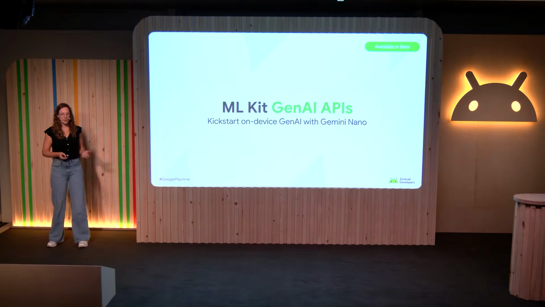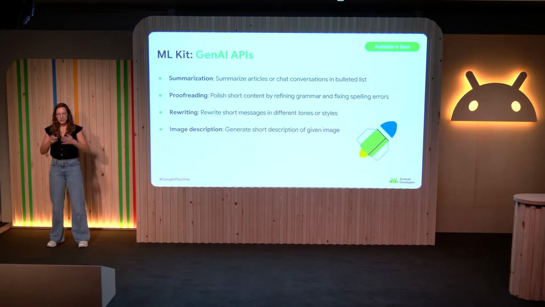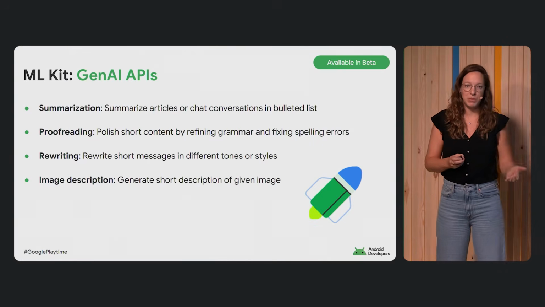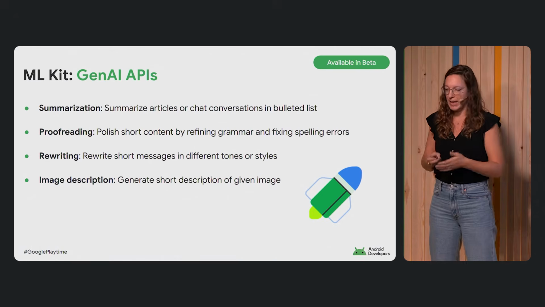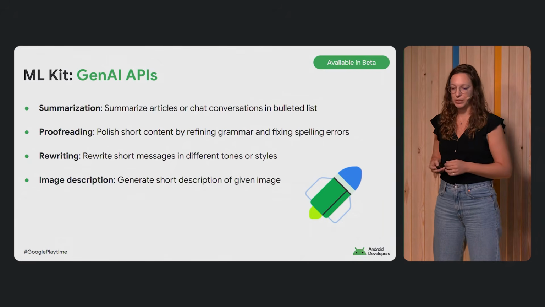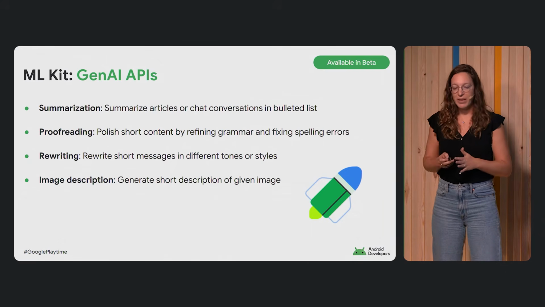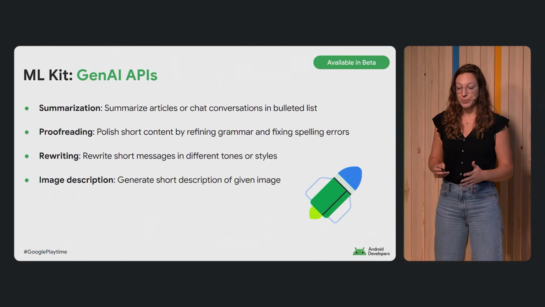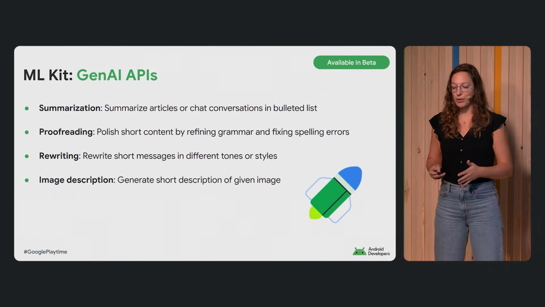So how do you get started? Well, as I said, we have the ML Kit GenAI APIs, and that is actually quite straightforward. So we launched with this subset of common use cases that you can apply to almost any app or any situation. We have summarization, proofreading, rewriting, and automatic image description. So these APIs abstract away the complexity of the model, allowing you to integrate core GenAI features using minimal code.